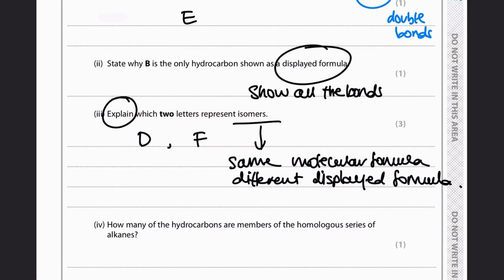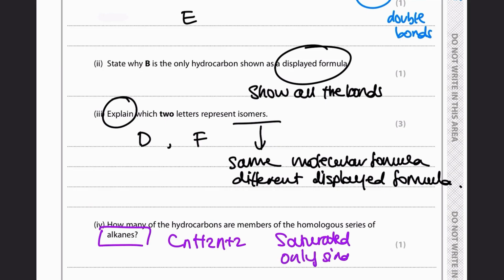So alkanes, what are our keywords for alkanes? Alkanes has got to have a general formula of CnH2n+2. I'm also looking for only single bonds, because saturated are alkanes, and that means only single bonds. So once I have this idea, I'm going to scroll up and see who fits this criteria.